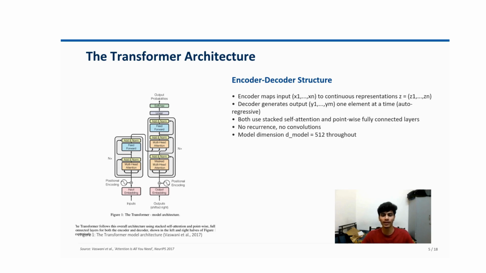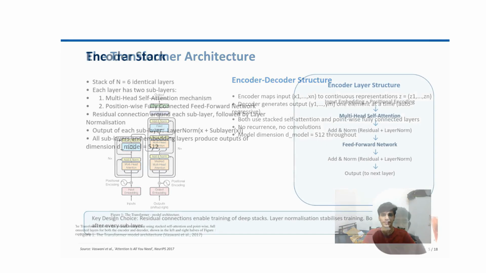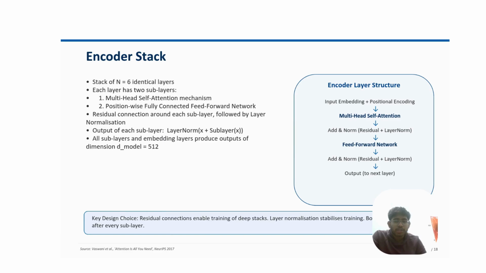One of the key advantages of this architecture is that it allows parallel processing of all tokens in a sequence, which significantly speeds up training. Additionally, because attention connects all positions directly, the model can capture long-range dependencies more effectively than RNNs and CNNs. This combination of efficiency and performance is what makes the transformer so powerful. Now let's see the encoder stack.